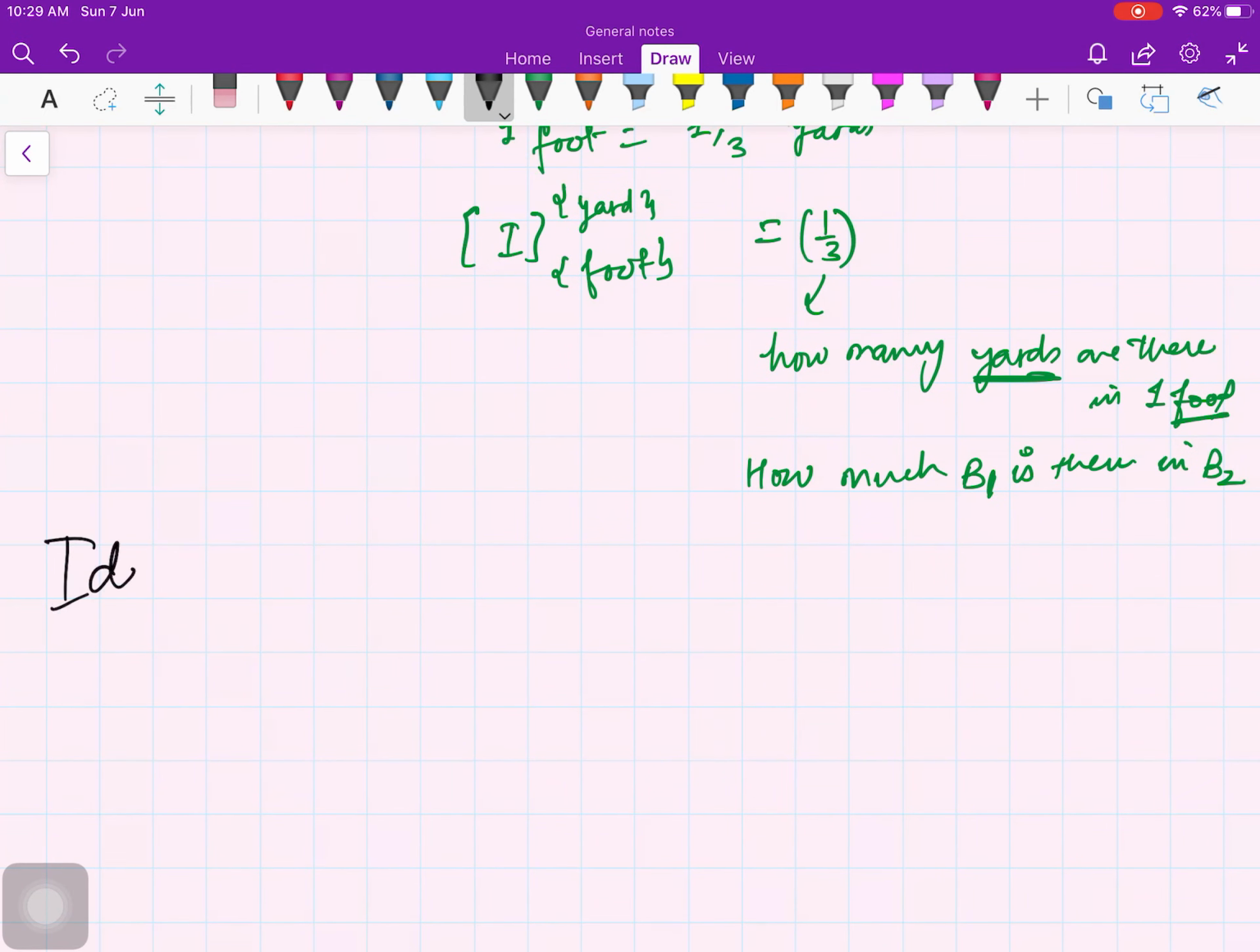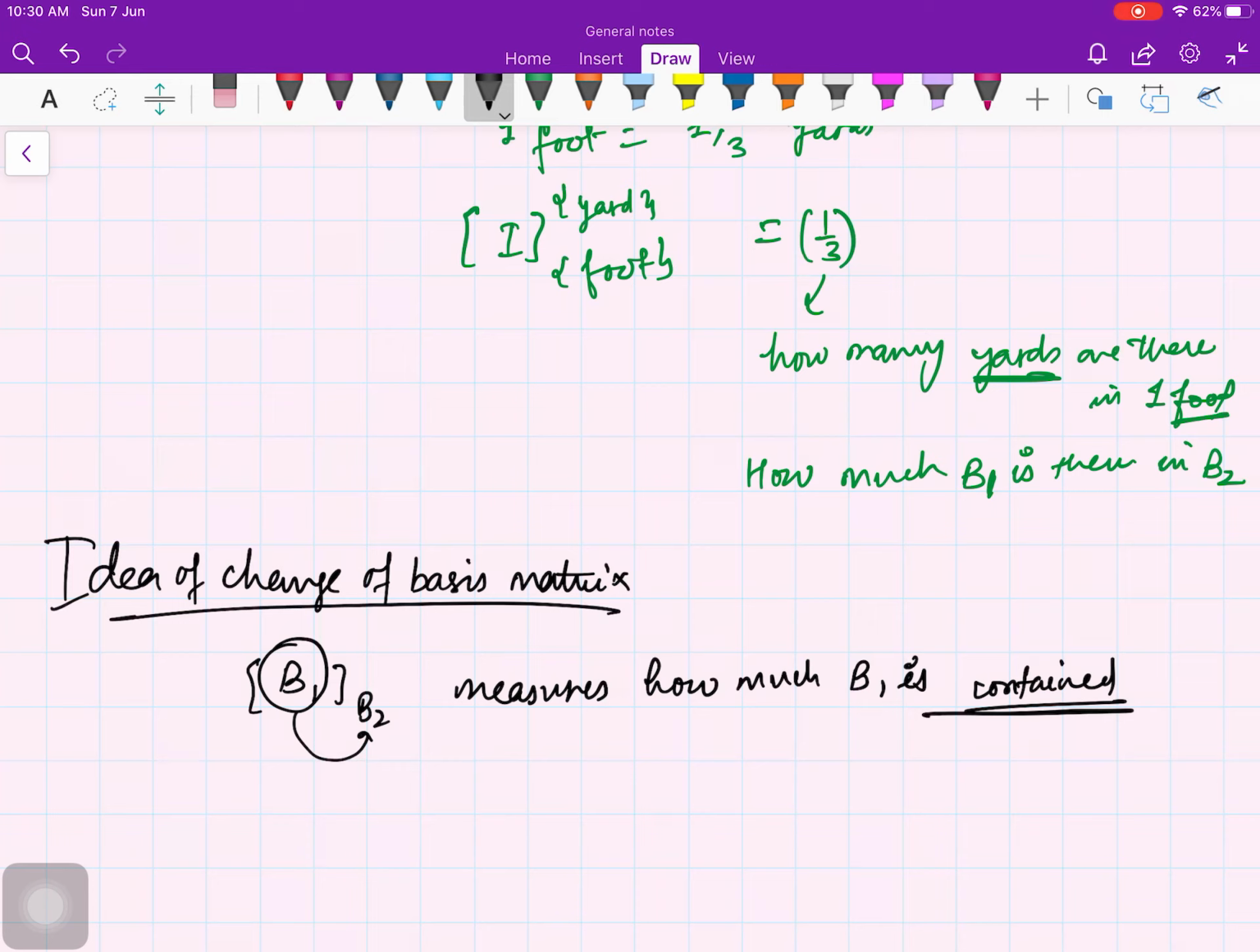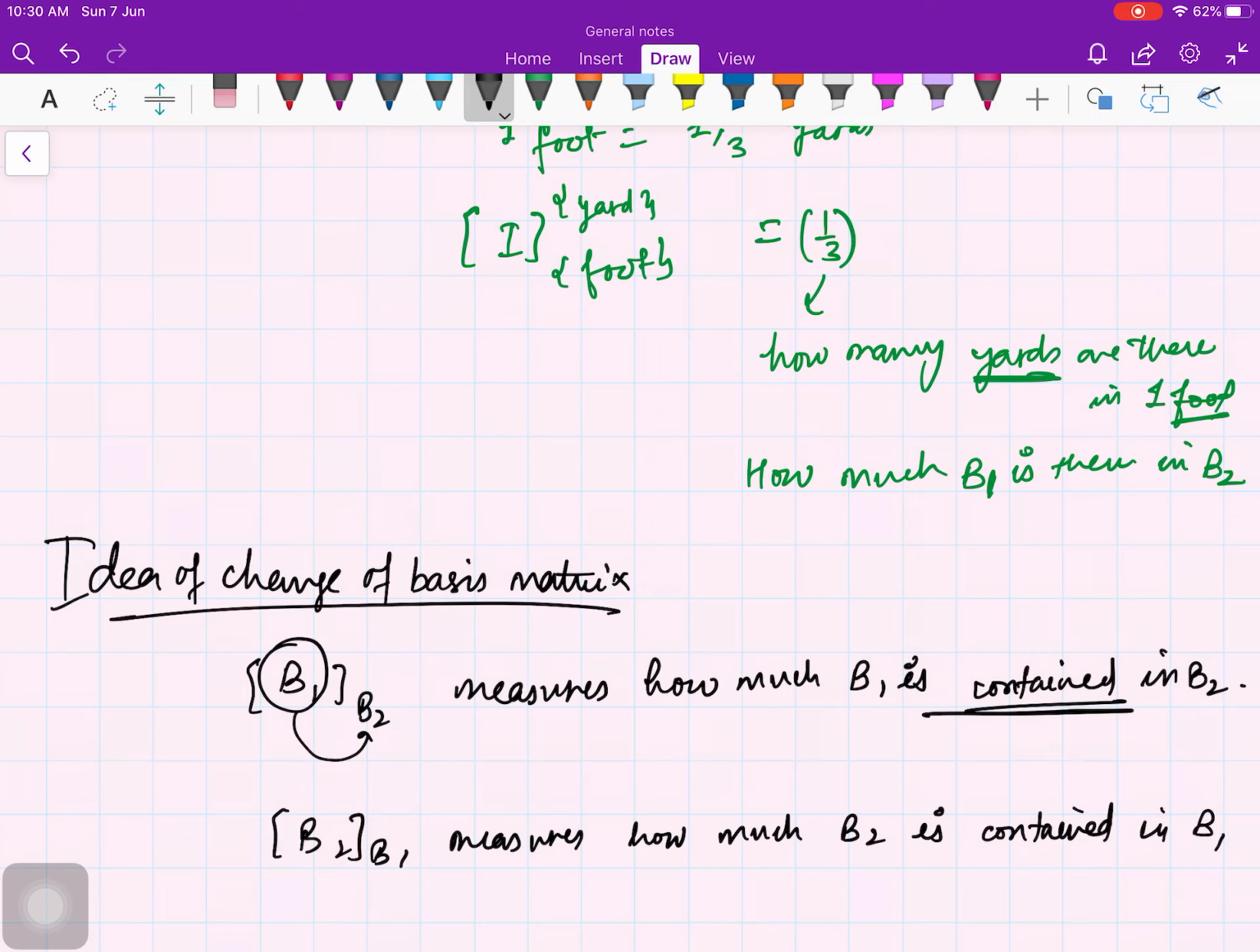So we can conclude that the idea of change of basis matrix is that this quantity B1 B2 measures how much B1 is there in B2, how much B1 is contained in B2. Now this phenomenon, you have to understand what kind of containment is there. And this B2 B1 measures how much B2 is contained in B1.